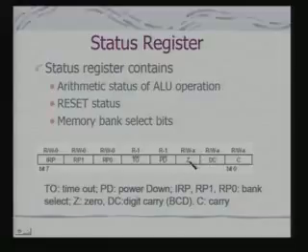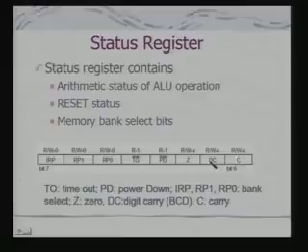You know what a zero bit is, because when the result of an operation is 0, this flag is set. What is DC? This is called the digit carry bit, and this one is the carry bit. What is the difference between the two? If I am using an 8-bit arithmetic operation, when there is a carry from the 4th bit, I get a digit carry.